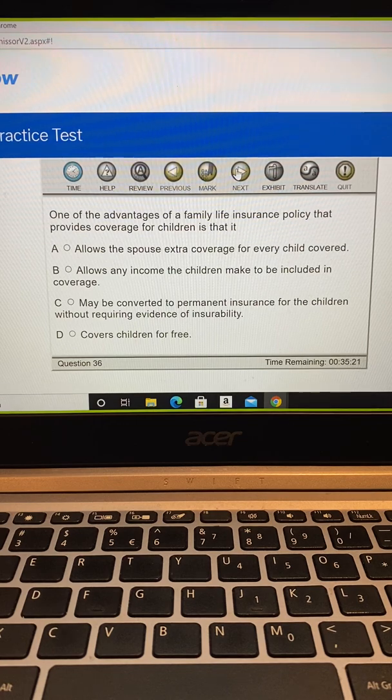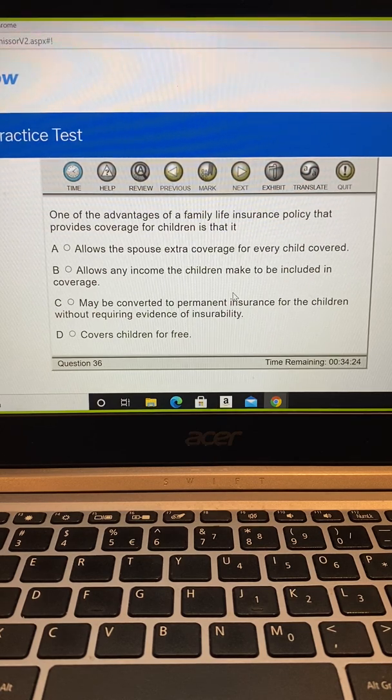One of the advantages of a family life insurance policy that provides coverage for children is that it allows the spouse extra coverage for every child covered, allows the income the children make to be known, may be converted to permanent life insurance for children without the requirement. Is it D? What'd you say the answer is? D. No, man. It can be converted from permanent.